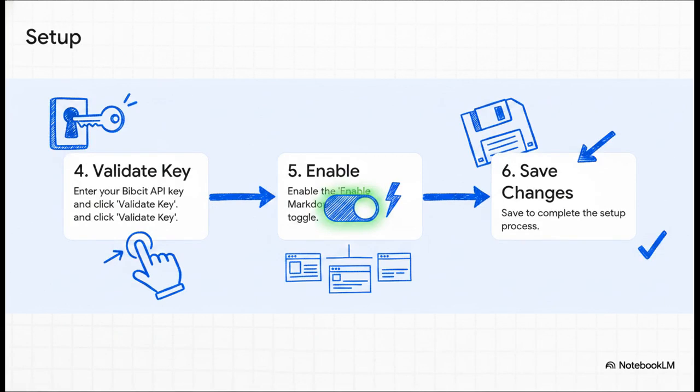Okay, now this is the most crucial part of the setup, so listen up. You're going to paste that API key you got from Bibcit.com into the field and click Validate Key. Once you see that success message, you have to flip the main toggle switch to turn the converter on. And please don't forget to hit Save Changes.